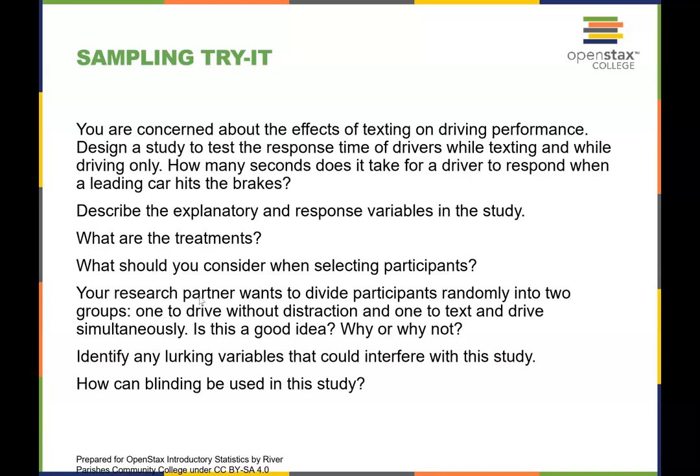Think about if your research partner wants to divide participants randomly into two groups, one to drive without distraction, one to text and drive simultaneously. Is this a good idea? Why or why not? Identify any lurking variables that could interfere with this study, and how could blinding be used in this study? So pause the video and jot down some ideas.